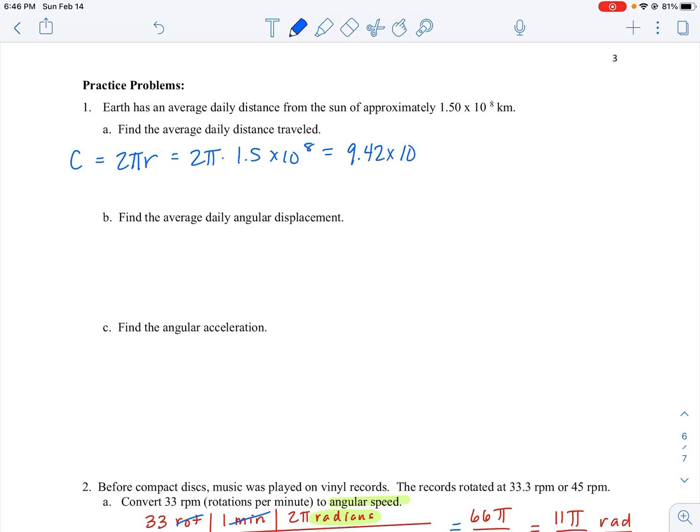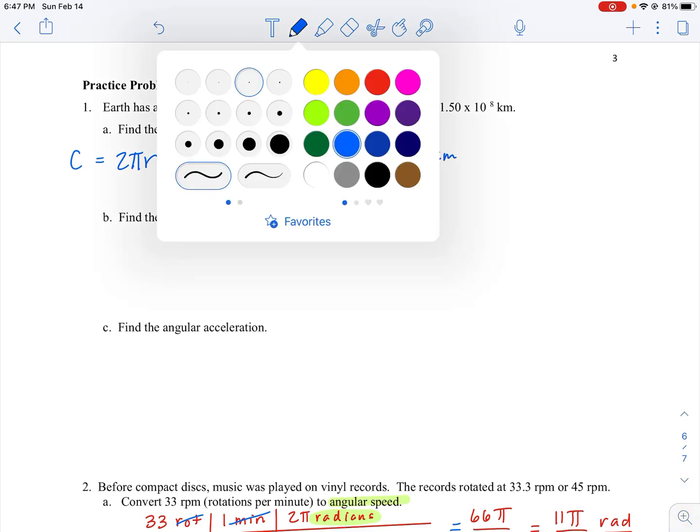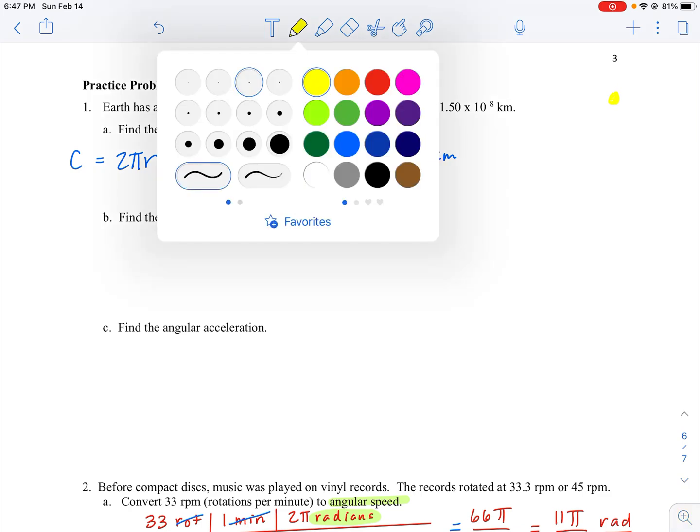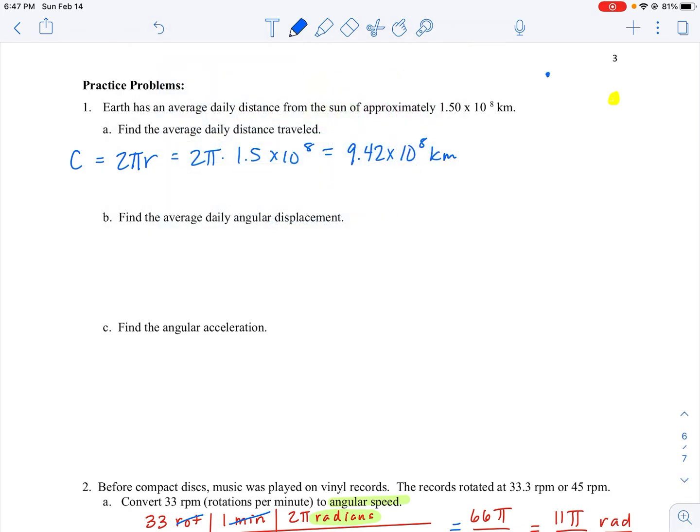9.42 times 10 to the 8th. Oh my goodness. Kilometers. Okay, so let's just try to picture this a little bit. So what we're talking about here is there's the sun, and there's the Earth, third planet out. We've got this orbit, and that's the distance all the way around. In a day, though, we only go 1/365th of that.